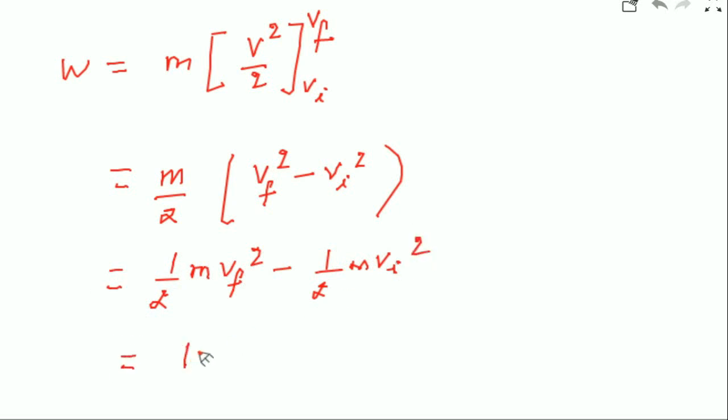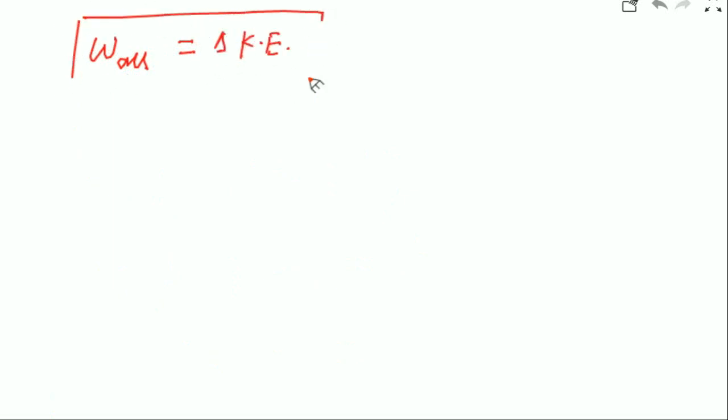This is called the final kinetic energy, and this is the initial kinetic energy. So this is called the work energy theorem. Work done by the external force is the change in kinetic energy. So this is your theorem: work done by all forces equals the change in kinetic energy. In one line, this is the theorem, called the work energy theorem.